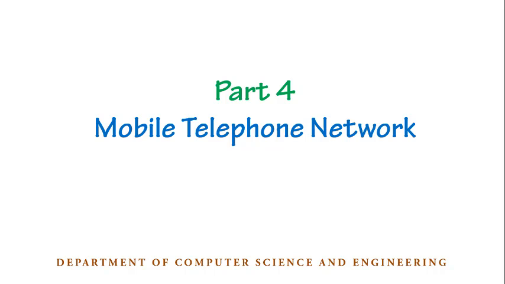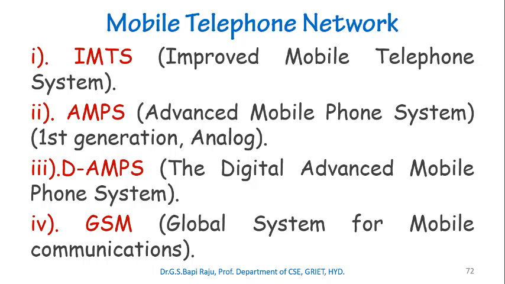Mobile telephone network. In mobile telephone network, we have various categories. One is IMTS, improved mobile telephone system. The second one is AMPS, advanced mobile phone system. This is the first generation analog system. And then came D-AMPS, digital advanced mobile phone system. And then comes the GSM, which is quite popular as of now, global system for mobile communications.